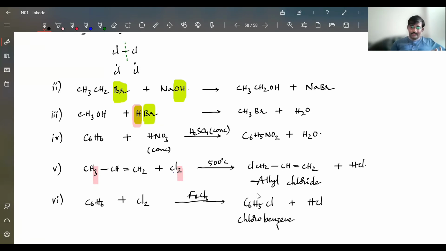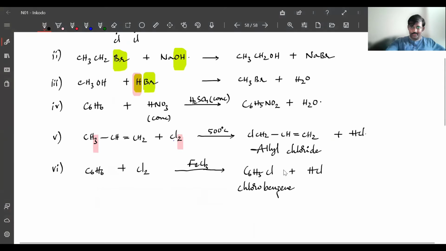So like these reactions, okay, whenever these kinds of reactions are happening, we call them substitution reactions. When one element or group of elements is replaced by another group or element, then we call it a substitution reaction. So three types of substitutions are there: free radical substitution, next electrophilic and nucleophilic.